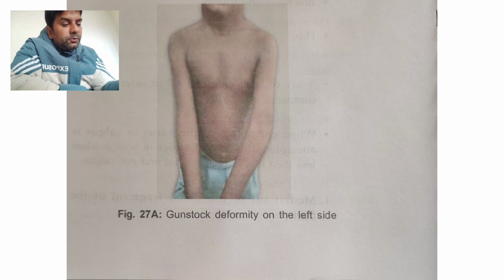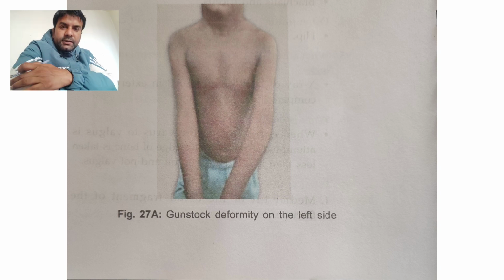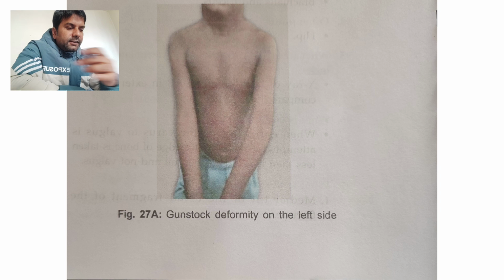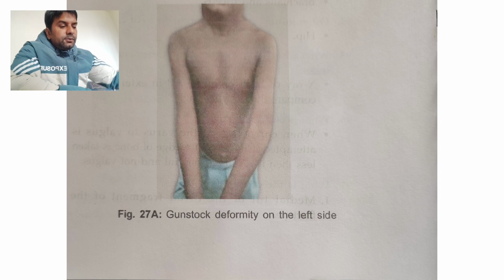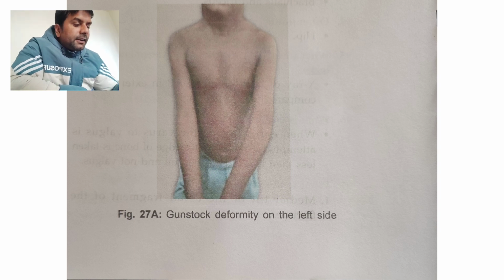On examination, what will you see? The finding is Gunstock deformity. There is thickening of the supracondylar region of the humerus. Above the condyle, the supracondylar region will be thickened. In range of movement, flexion is usually restricted. So it is clinically diagnosed as cubitus varus.